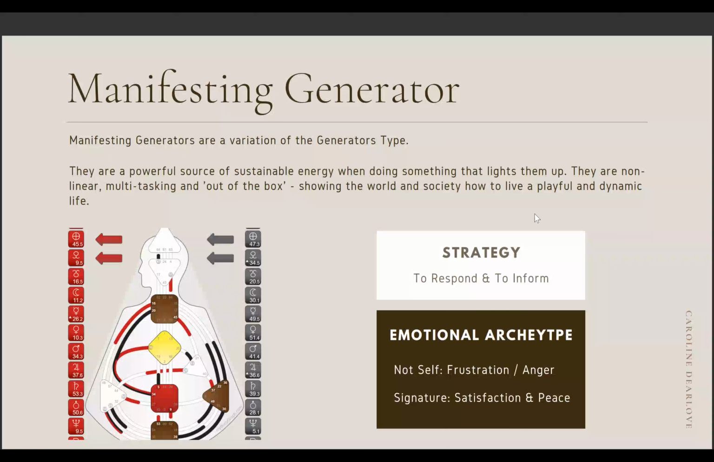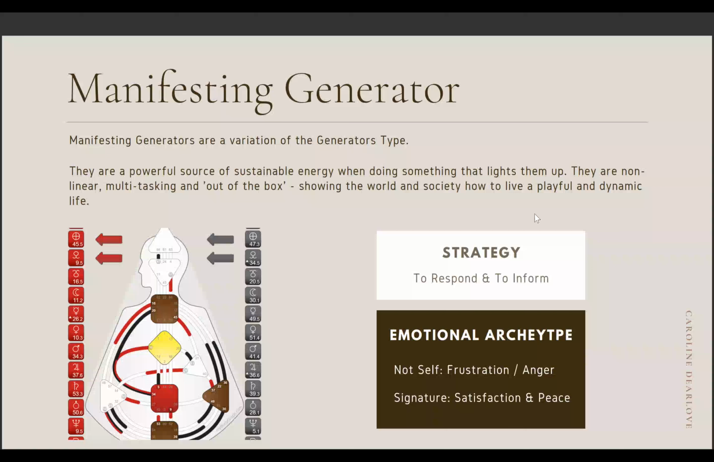So for a manifesting generator, you've got to remember that with any type, none of this is necessarily going to come easy to you, because you have chosen to step into this particular way of being. So there are going to be challenges. You'll probably find it challenging that you can't stick to one thing, that you can't be linear, that you want to do lots of different things, because that's what you're here to do. So it's about really embracing that multifaceted person that you are. Diamonds are multifaceted, just saying.